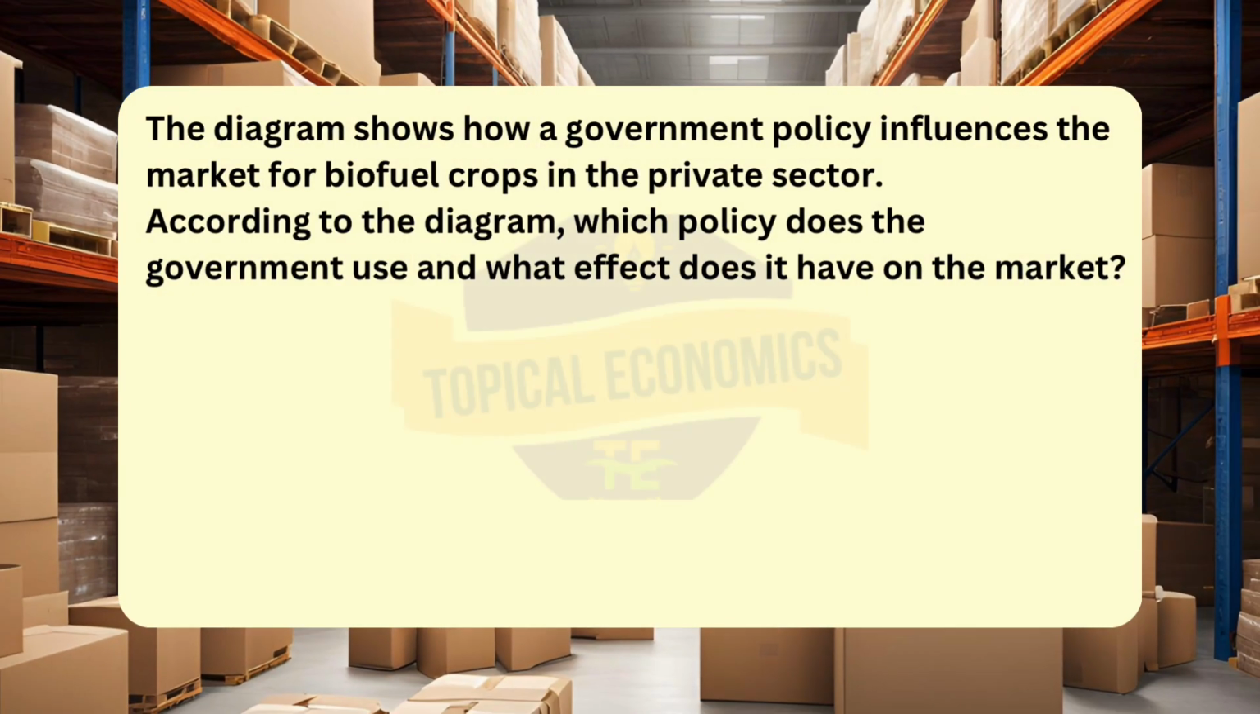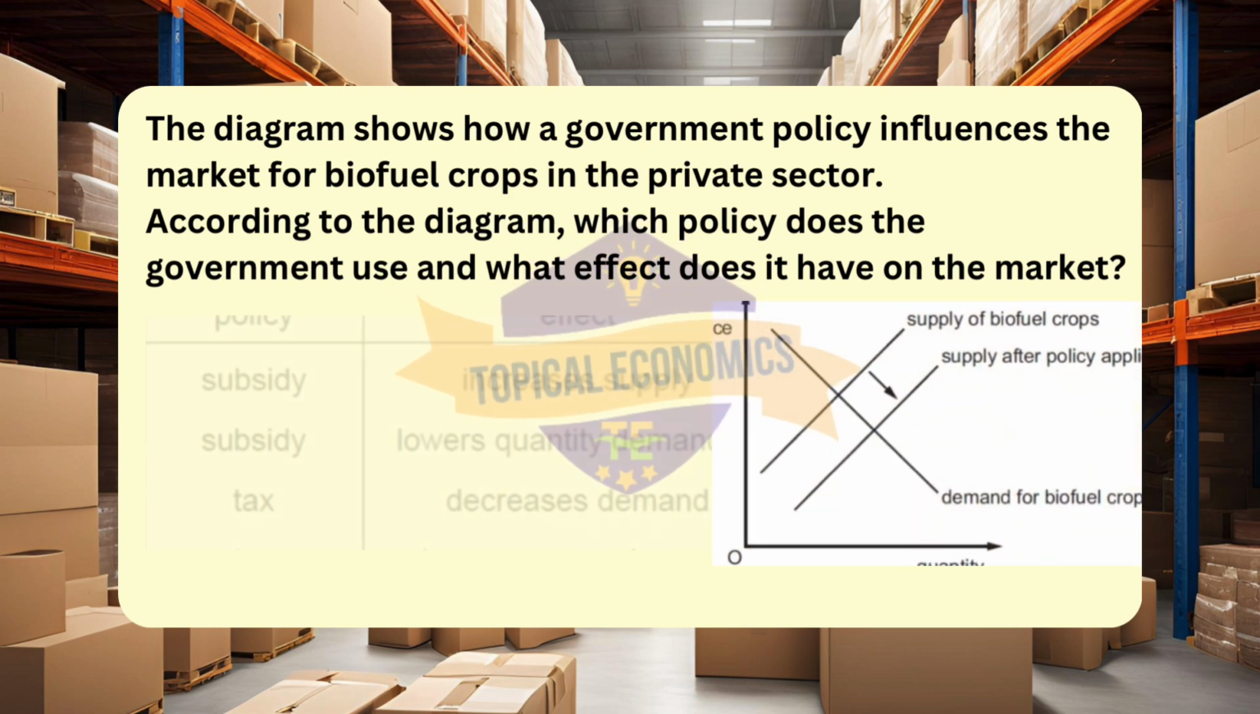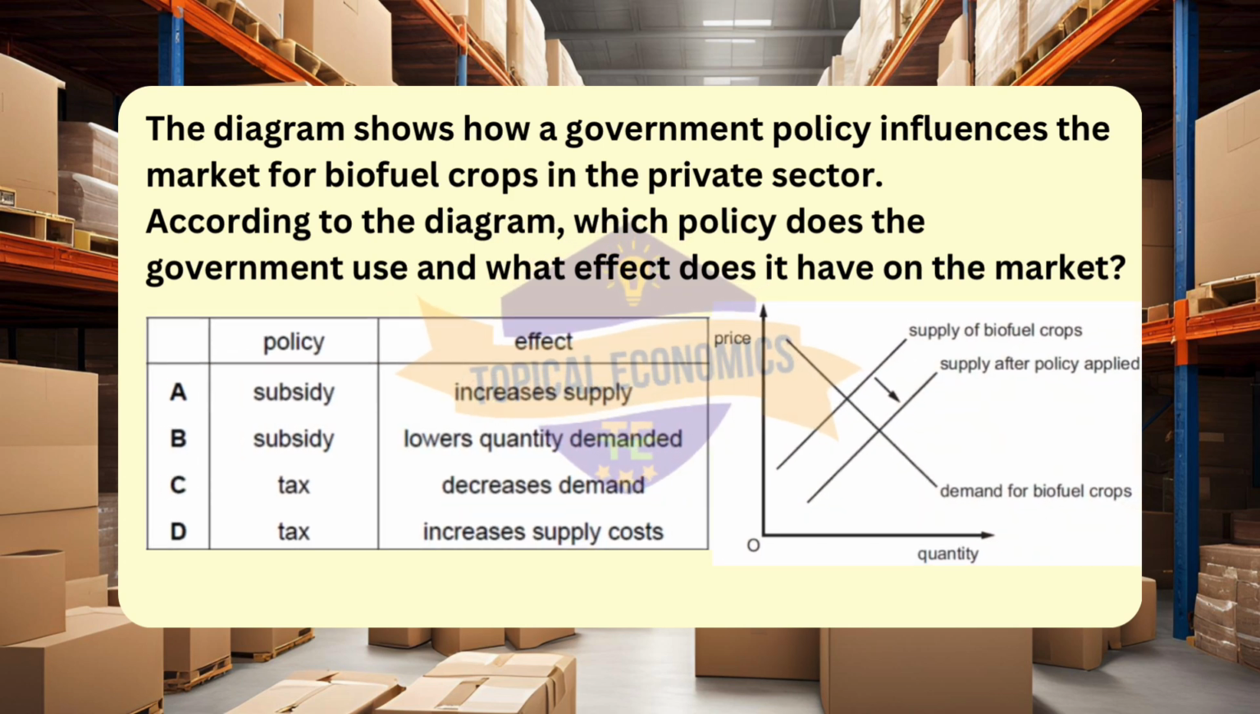Moving to question 4. The diagram shows how a government policy influences the market for biofuel crops in the private sector.